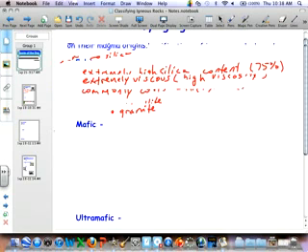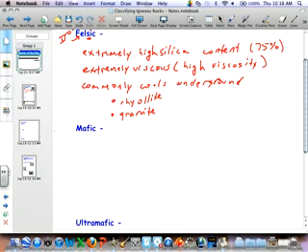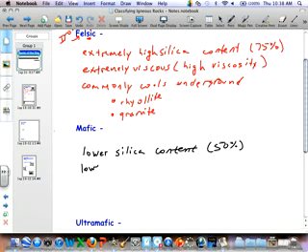Let's talk about mafic. What's special about mafic? What makes it different from felsic? It has a lower silica content. So right about 50%. And definitely has a lower viscosity because of that.